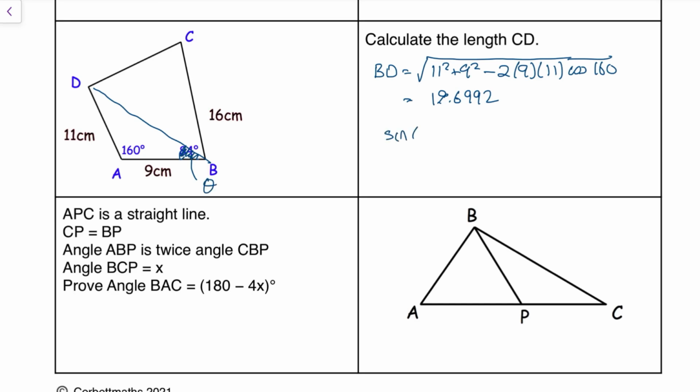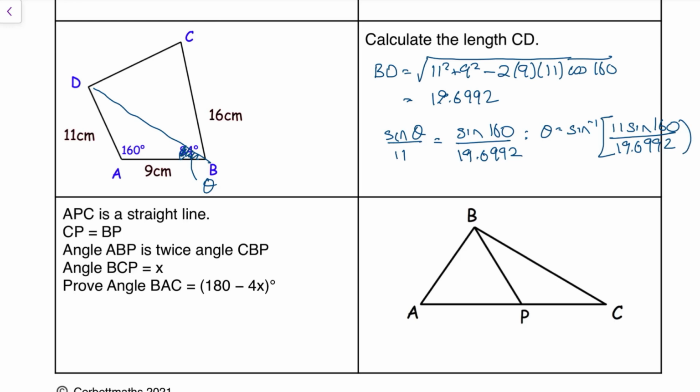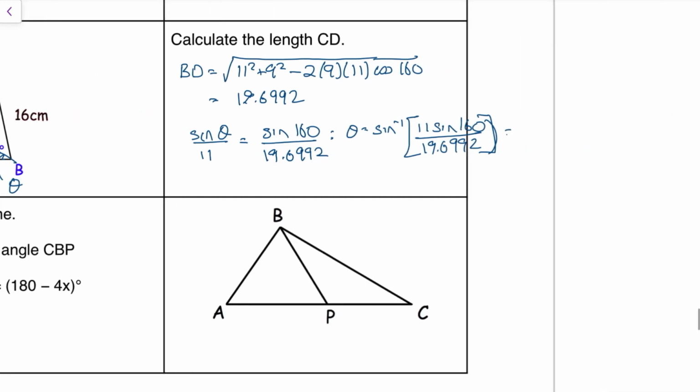So I'm going to say that sine theta over 11 is equal to sine of the angle I do know, which is 160, divided by the length I've just worked out, which is 19.6992, which means that theta is equal to sine minus 1 of, all in one go, 11 sine 160 divided by 19.6992. Theta is 11.0102 degrees. I'm going to move over here, so I'm not trying to squeeze it on.